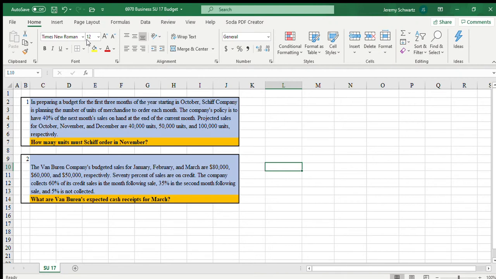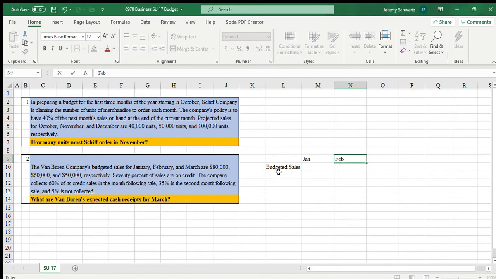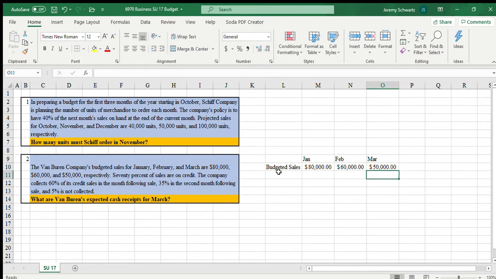Okay, and the second problem, what we're dealing with is cash receipts budget. Primary source of that, of course, would be collection on sales. So first we would be starting with our budgeted sales number and go to the respective months of January, February, and March. And we have 80,000, 60,000, and 50,000 respectively.